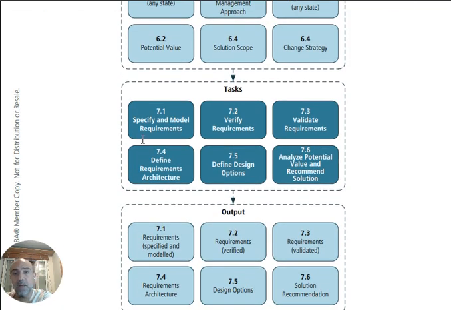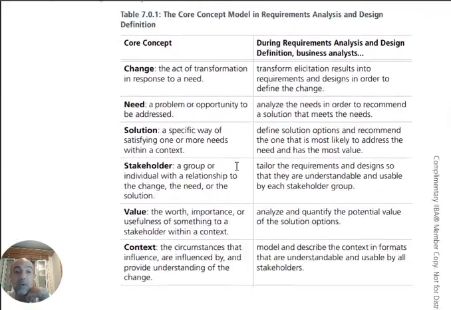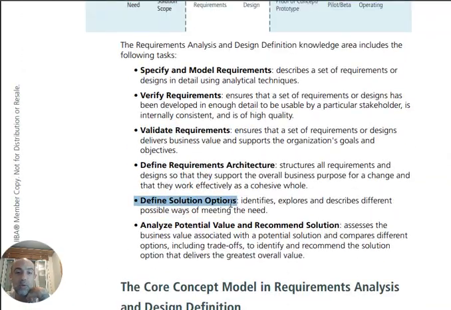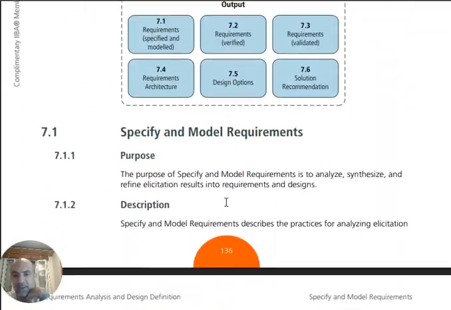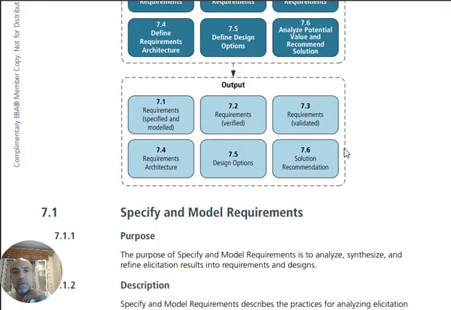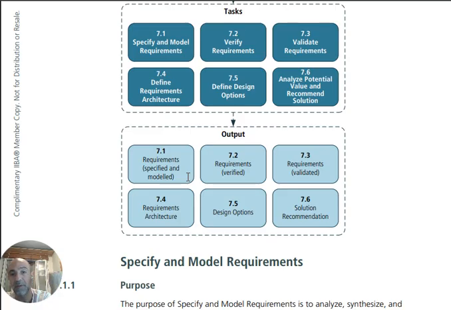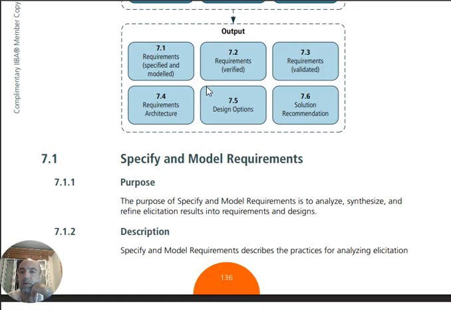They are inputs, and what we get to do out of them is verify the requirements, validate requirements, define requirements architecture, define design options, and then analyze potential value. See here, 7.5 is define design options, but up here it was called define solution options. I noticed. And the output is basically the same thing: specified requirements, verified requirements, validated requirements. We got the architecture for the requirements, we got the design options, and we got the solution recommendation. That's basically chapter 7 in a nutshell.